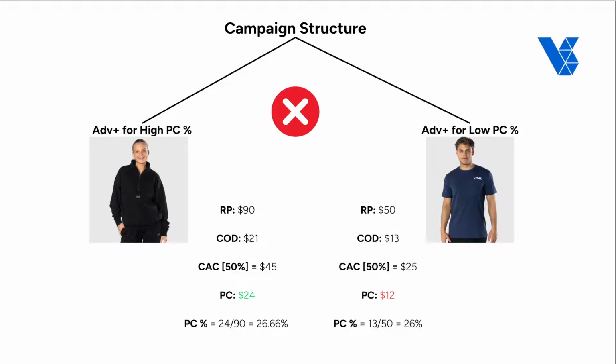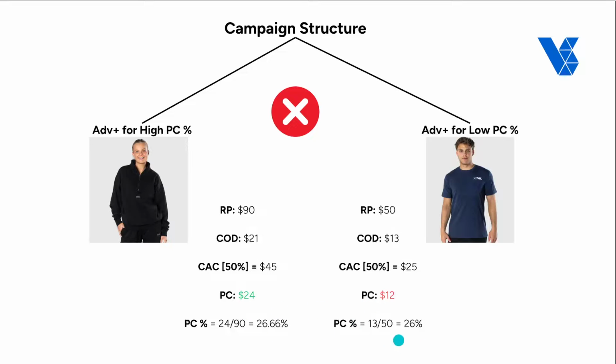Now, there are common mistakes that you could easily make when you're going ahead and running this setup. The first one is segmenting based on profit contribution percentage. Do not split campaigns based on percentage gross margin or percentage profit contribution. And the reason why you don't want to do this is because in the example that I've been running through throughout this video, the profit contribution percentage is the same. So it isn't a good representation of which product is actually driving higher profit contribution to the business.